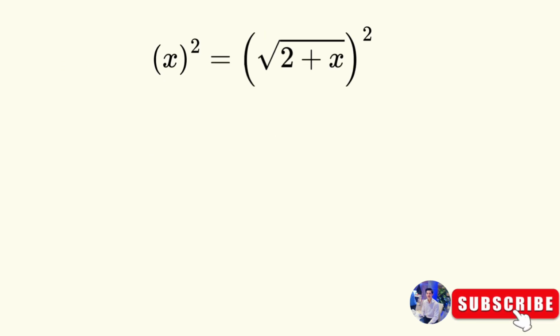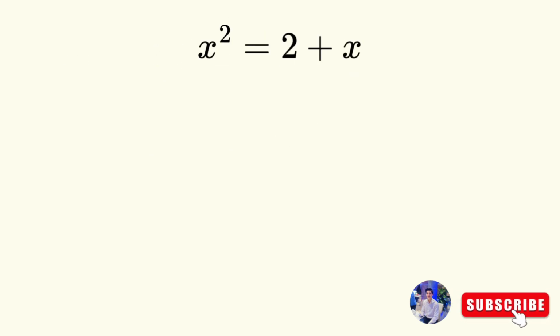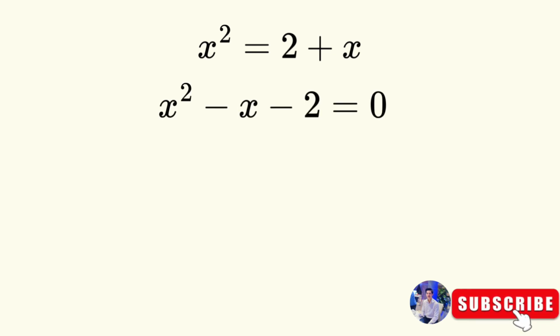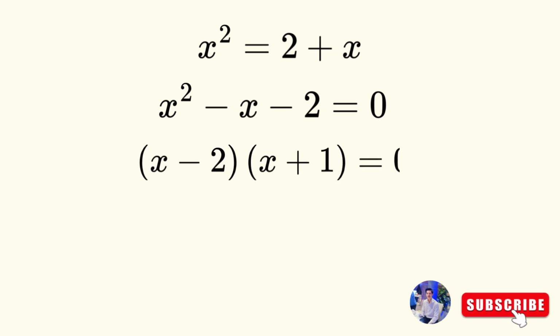Now square both sides to remove the square root. x squared equals 2 plus x. Rearrange the equation. x squared minus x minus 2 equals 0. Now factor the quadratic equation. (x minus 2)(x plus 1) equals 0. This gives two possible solutions. x equals 2 or x equals -1.